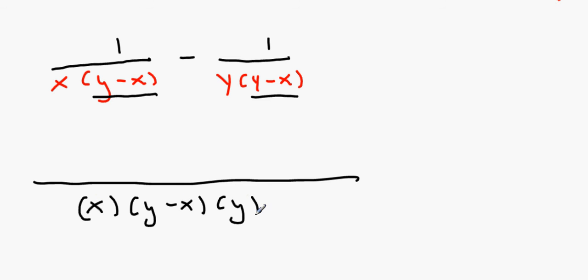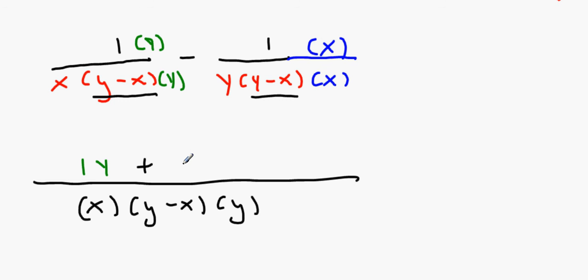Now, in order to fix this up, this one now has an x underneath it, which means I had to put an x on top, and this one here is now going to have a y underneath it to go with this y here, so they cancel, right? So the answer is going to be 1y minus 1x.